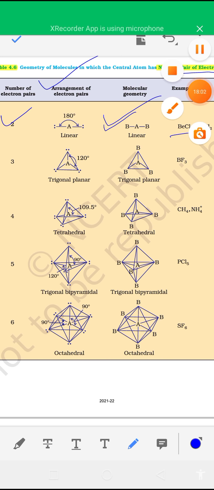When the number of electron pairs is 3, the shape is trigonal planar. It is an AB3 type molecule, trigonal planar. Examples are BF3 and BCl3.